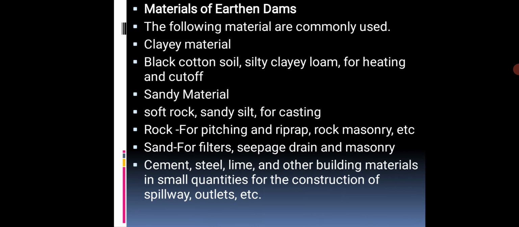And what are the materials used for earthen dams? So, materials which are used for constructing earthen dams. First one, clay material, black cotton soil, silty clay loam for heating and cutoffs, etc. Sandy material, soft rock, sandy silt for casting, rock for pitching and riprap, rock masonry, etc. Sand for filters, seepage drains, and masonry. Cement, steel, lime, and other building materials in small quantity for construction of spillway outlets, etc.